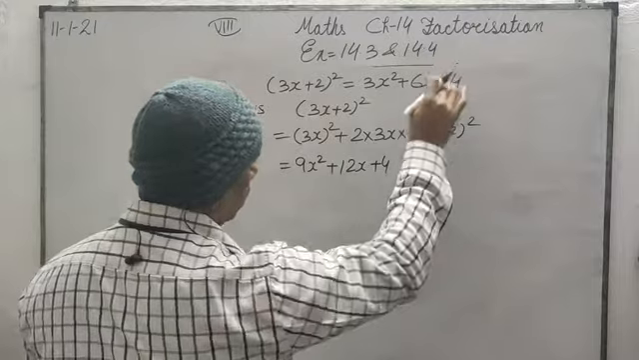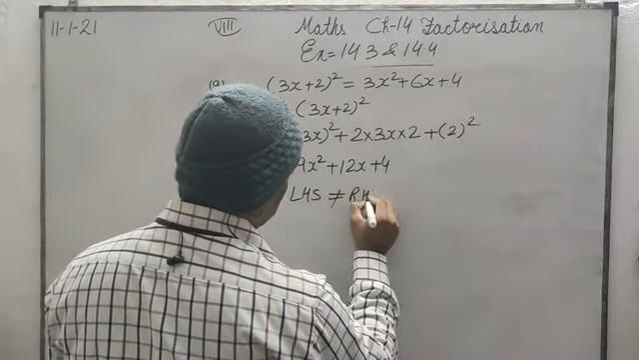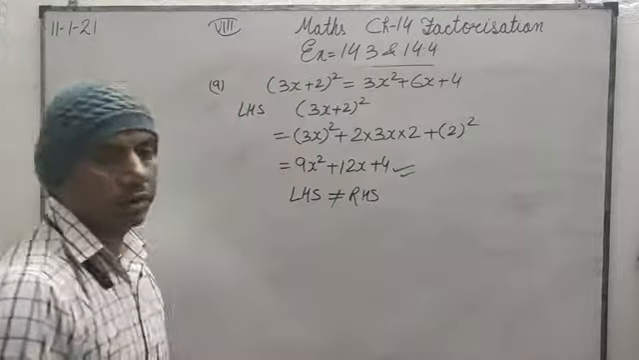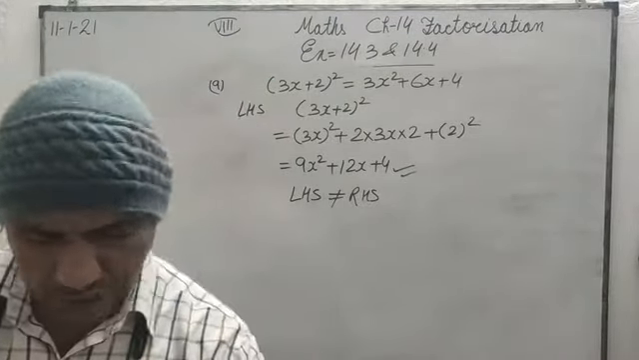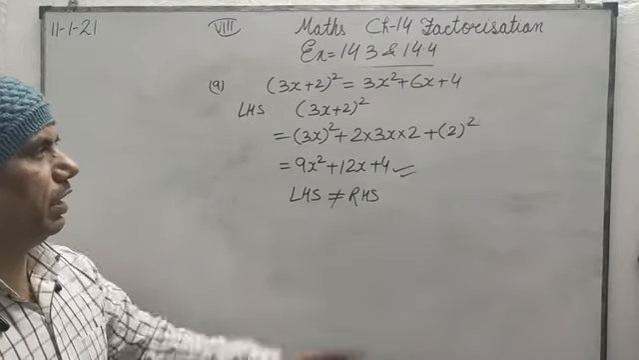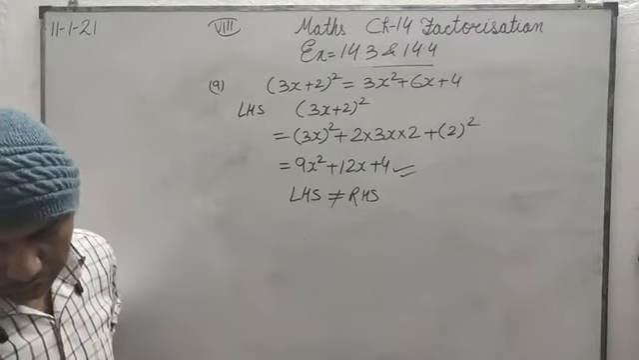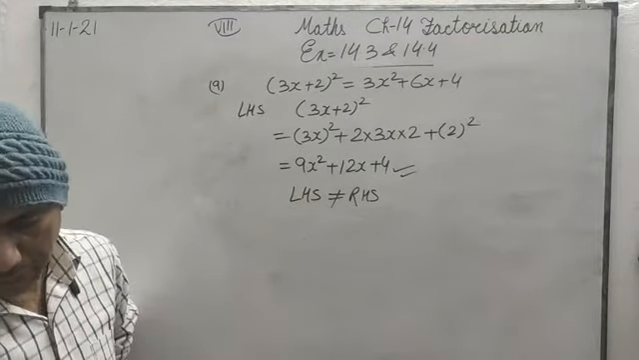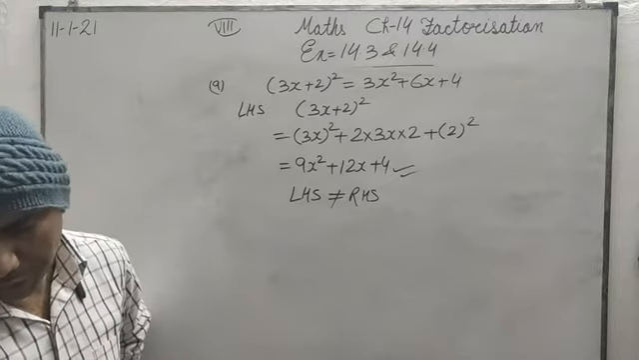So this is not equals to this, hence left hand side is not equals to right hand side, and the right answer is this. So he is asking us to find the correct answers, and he is asking us to find the mistake. So mistake, we are finding that here is the mistake and the correct answer is this.